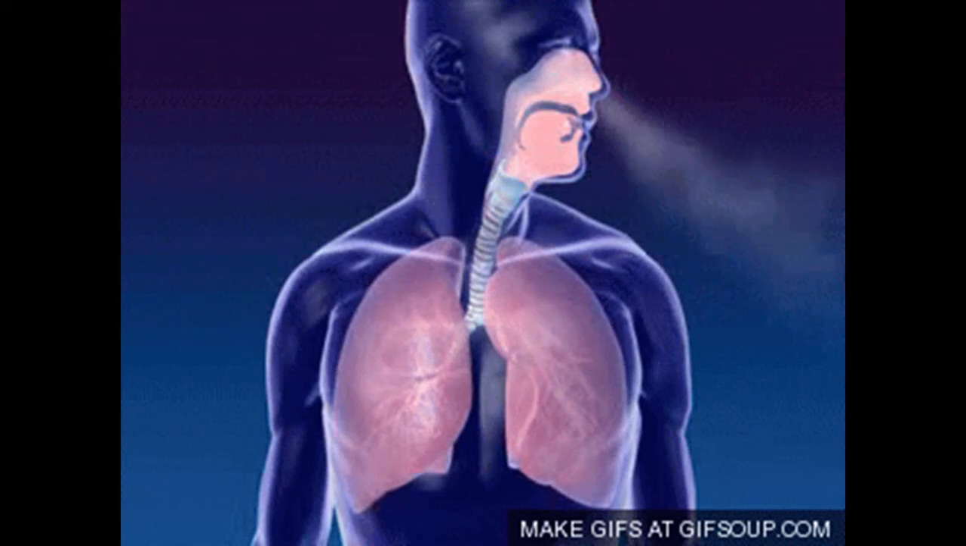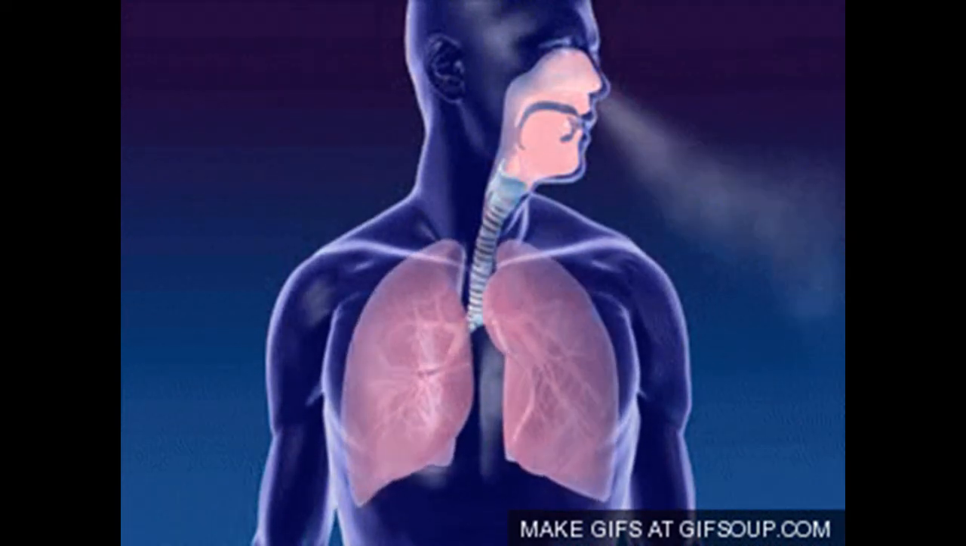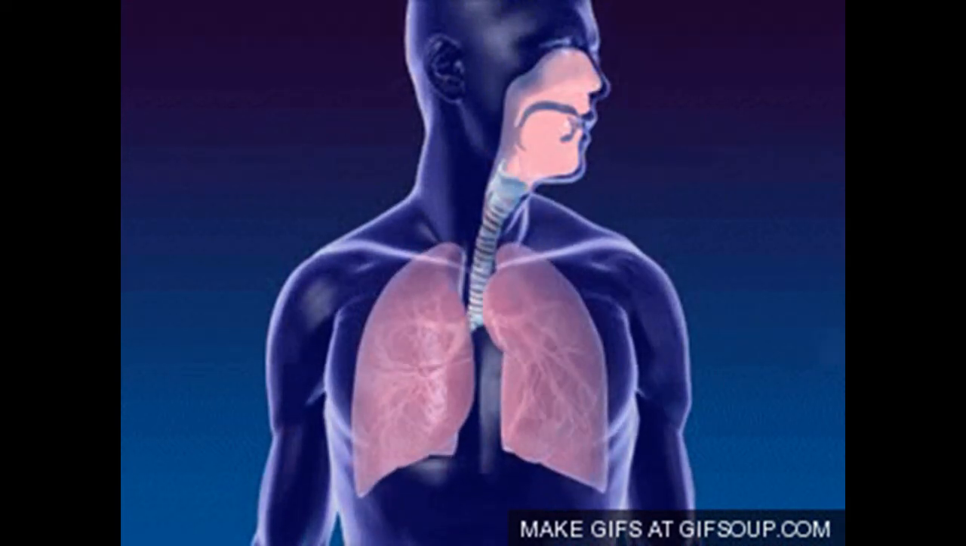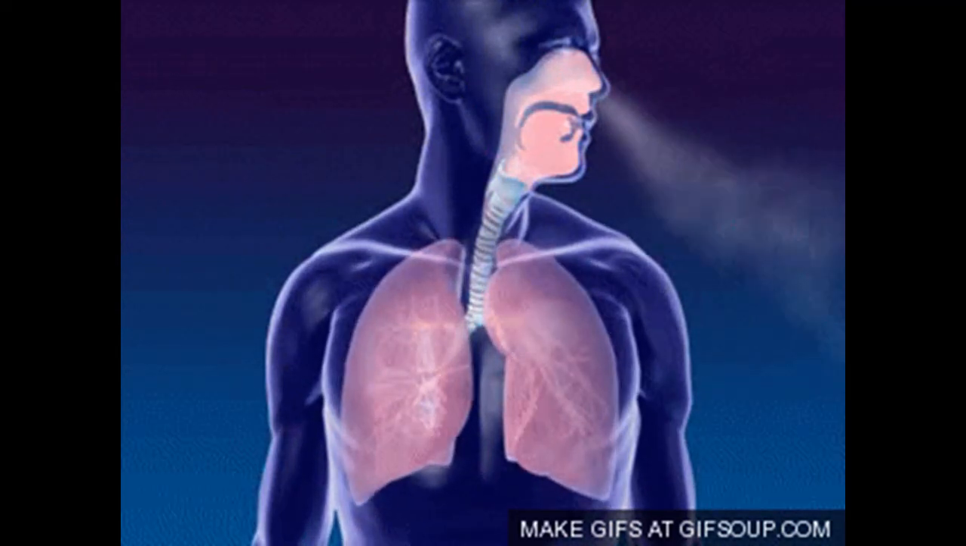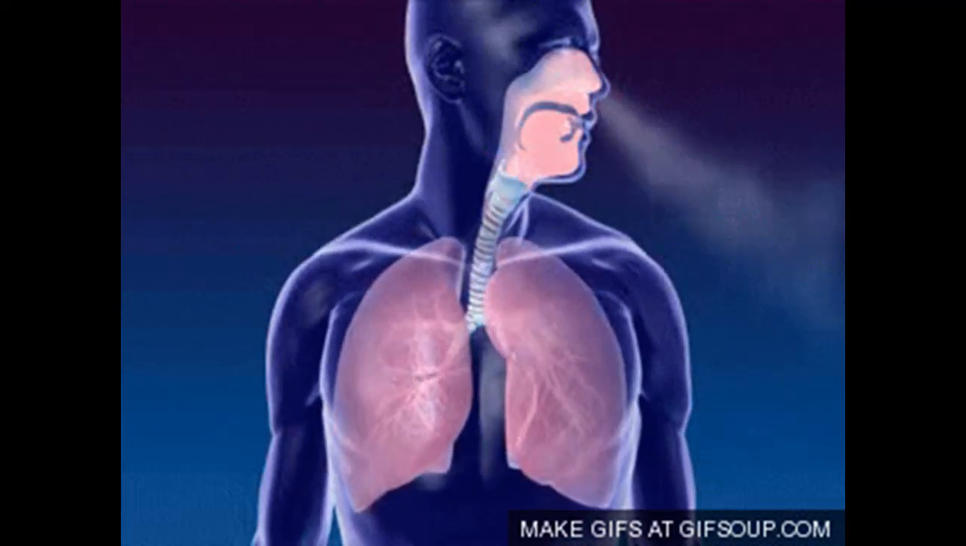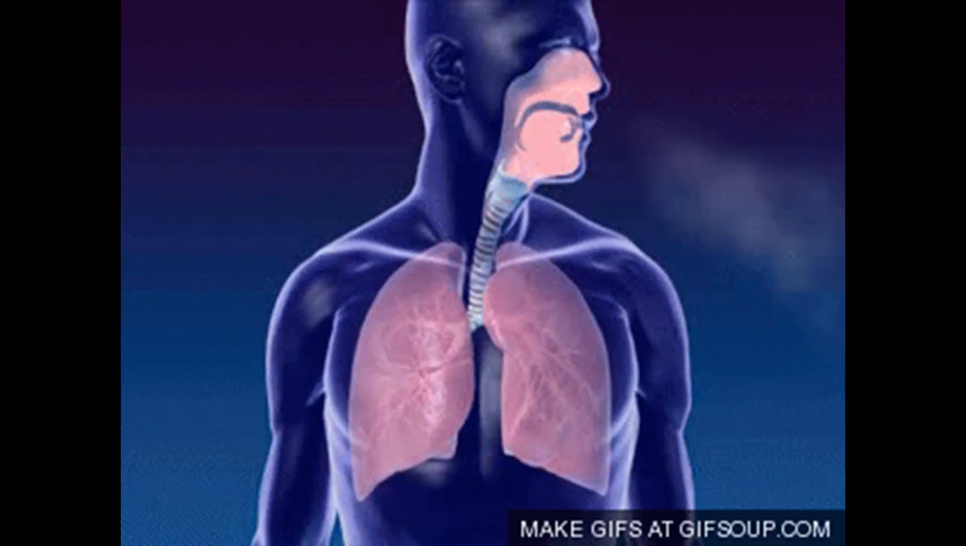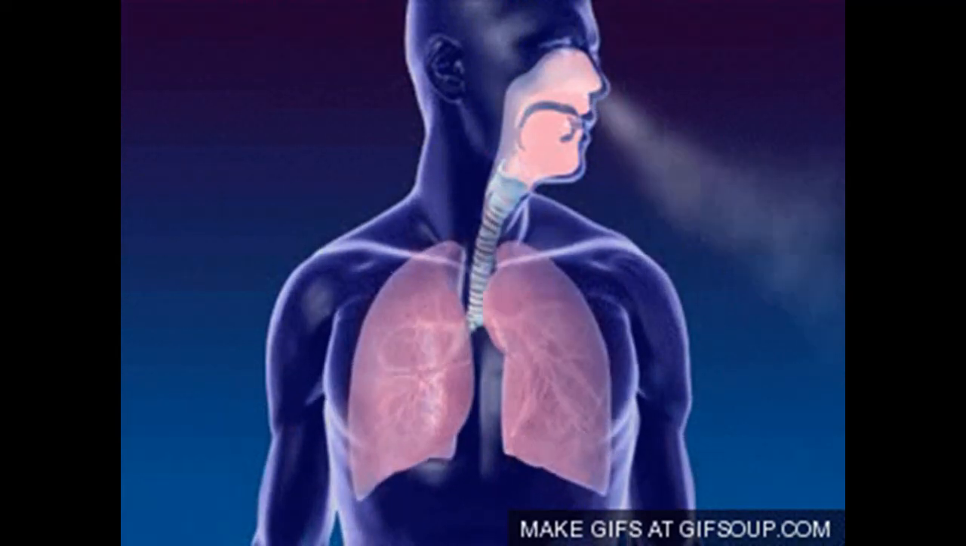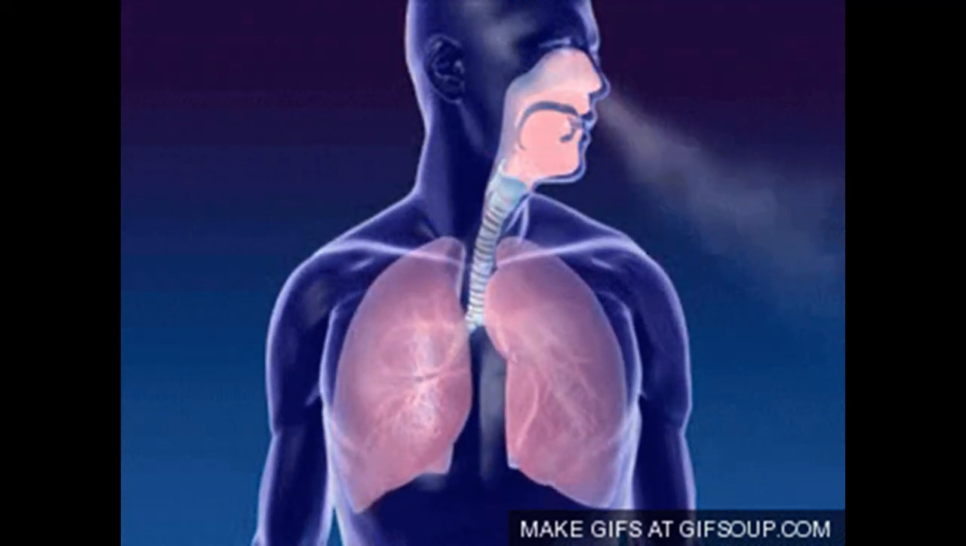Look at this given image. What do you notice here? The person is exchanging the gases. The person is taking in oxygen and giving out carbon dioxide to the surrounding. So, externally, there is exchange of gases.